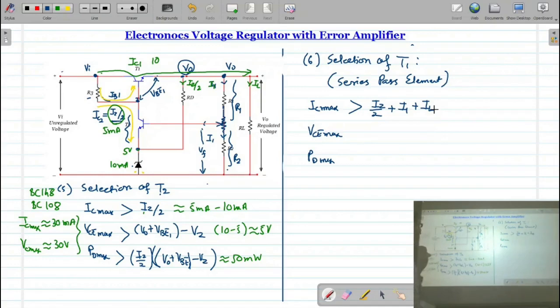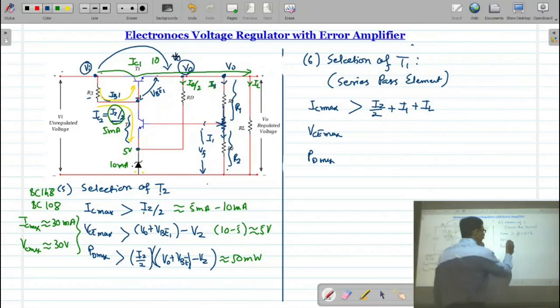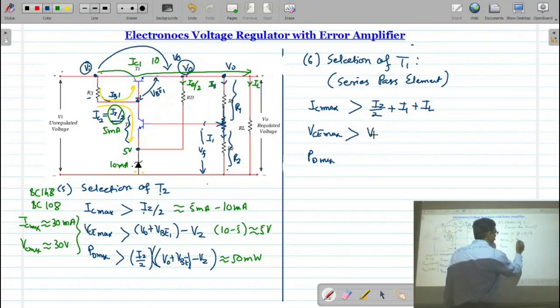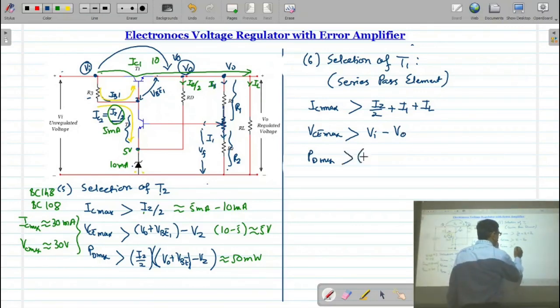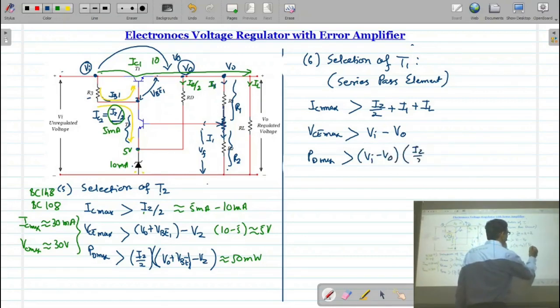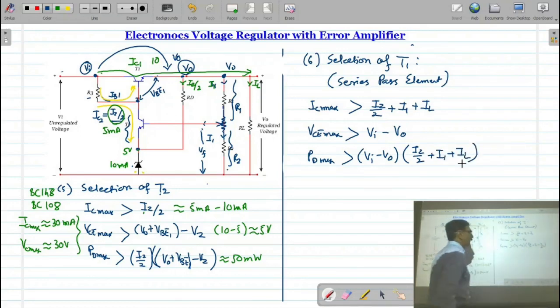Then the VCE maximum, the voltage between these two. Now here the voltage is Vi and here the voltage is Vo. So this VCE maximum must be greater than the difference of the input voltage and the output voltage. Then for the power dissipation, you can take this product: Vi minus Vo into Iz by 2 plus I1 plus IL. So this power dissipation will be there.